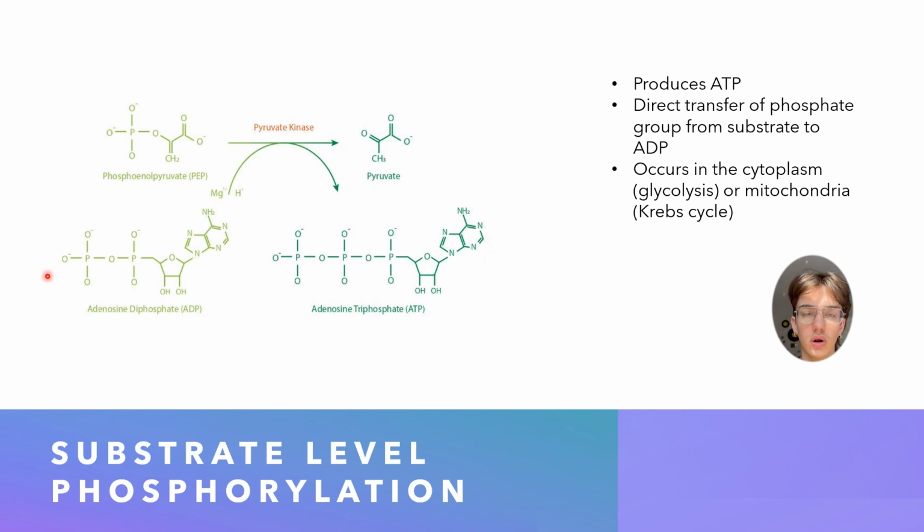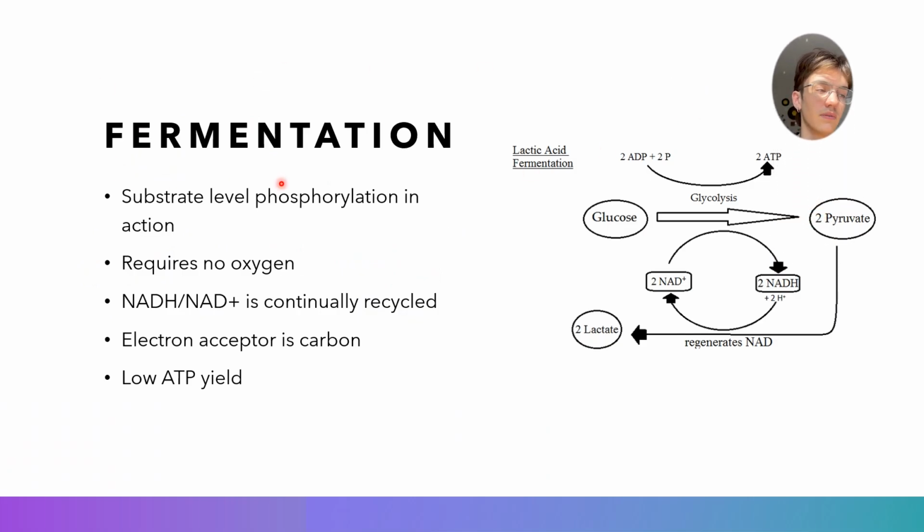ADP is the form of ATP with one less phosphate, whereas ATP is the fully phosphorylated and highest energy form of the molecule. So this is the form that we want to have in the body to facilitate other reactions. Fermentation is an example of a metabolic process with this substrate level phosphorylation occurring.